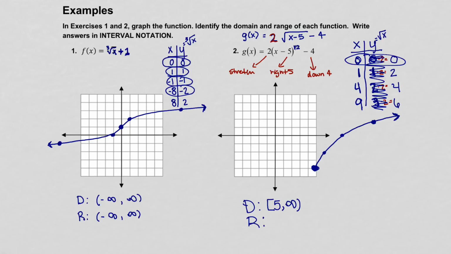And now as far as my range, my up and down. Well, I know that it's never going to get any lower than that big point that we started with, so that means it's never going to go any lower than -4 on that y, but it could continue to drift higher and higher forever and ever. So those are my range and domain.